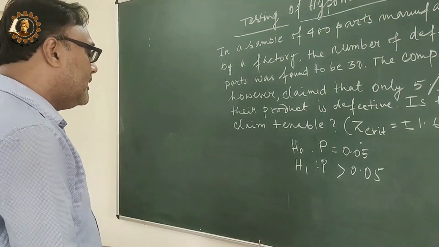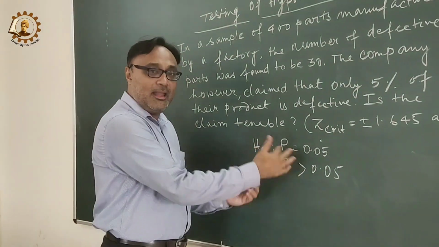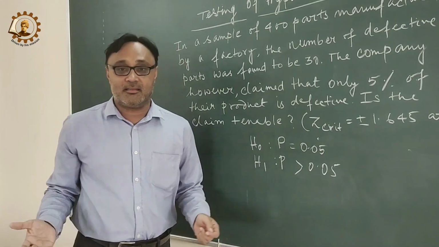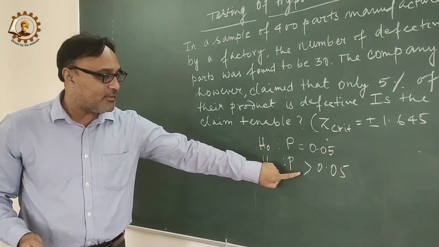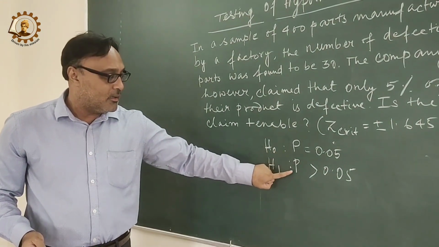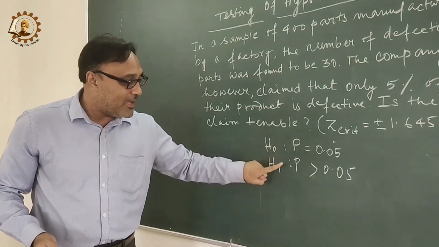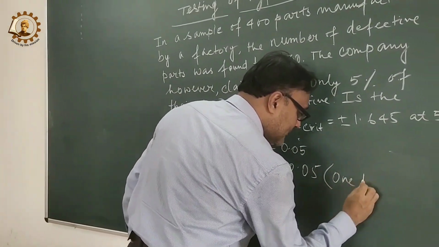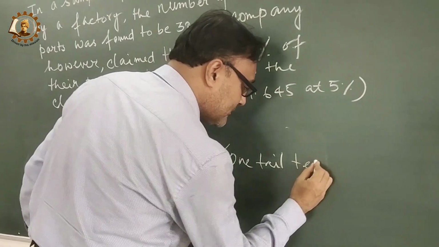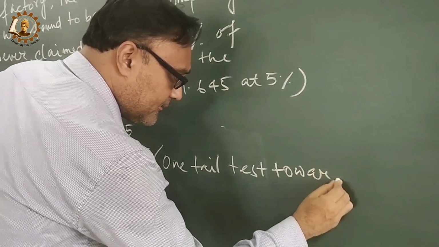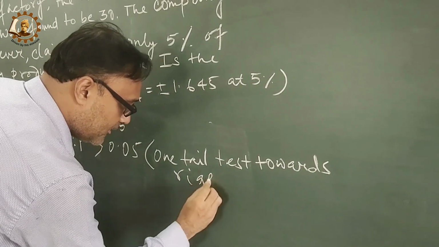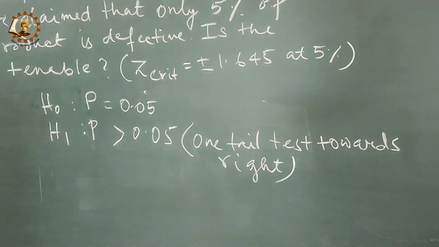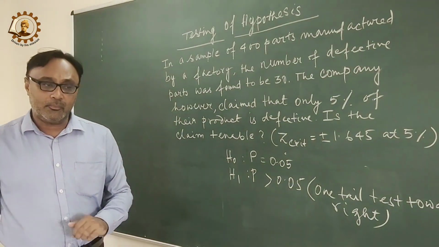And please remember one thing, that if we are talking about greater than or less than in the alternate hypothesis part, then we say that we are doing a one-tailed test. Okay, and if this hypothesis is greater than, then I am testing P equal to 0.05 against P greater than 0.05. This type of test is called a one-tailed test. One-tailed test towards right. Okay, so this type of test is called a one-tailed test towards right. So we have to do a one-tailed test towards right while testing this hypothesis.